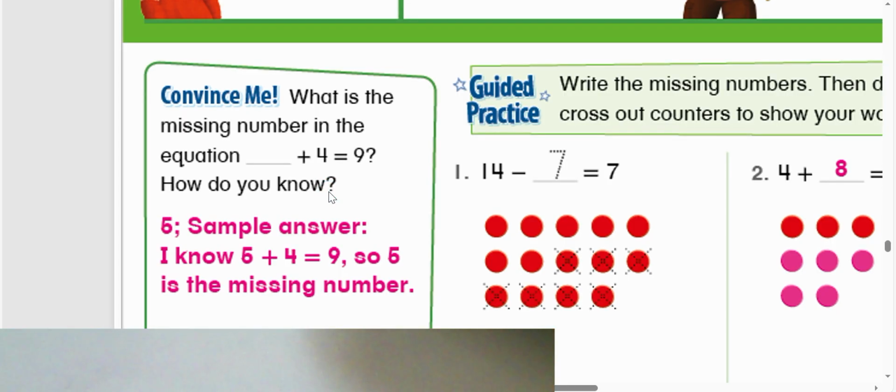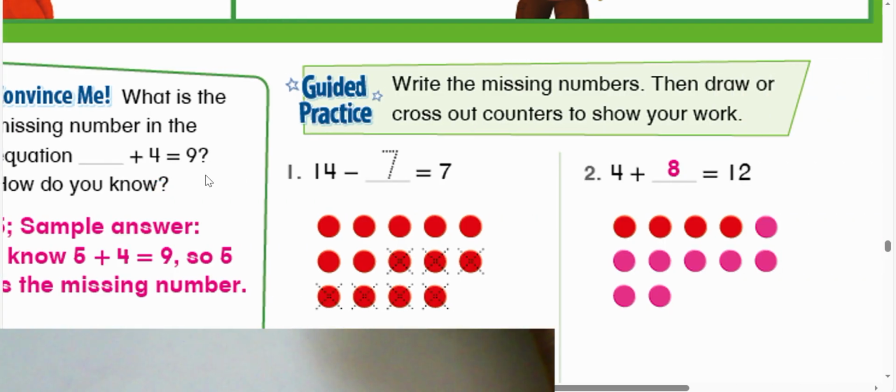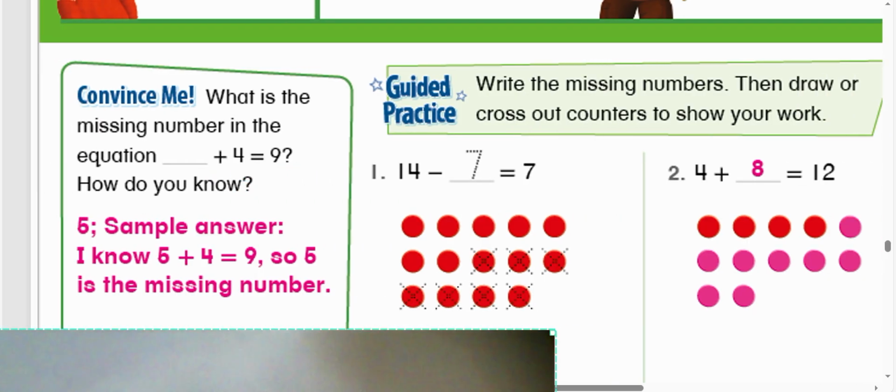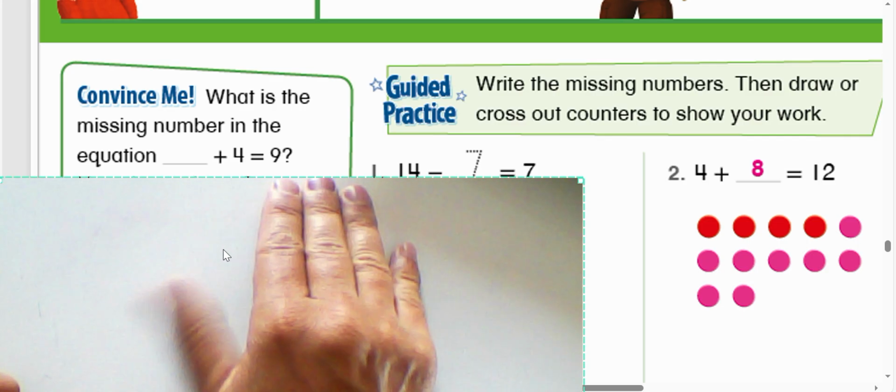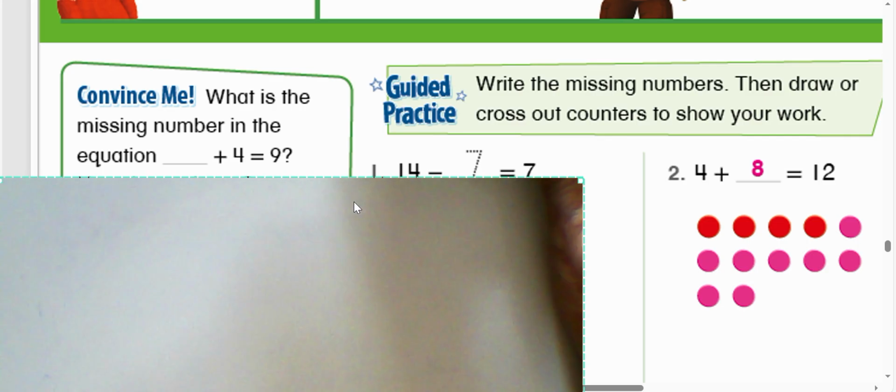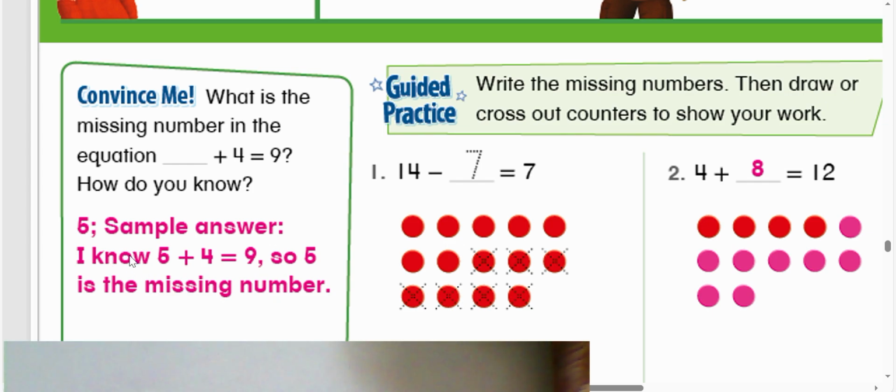Missing number here. 4 plus what equals 9? Count from 4 to 9: after 4, 5, 6, 7, 8, 9. Okay, 4 plus 5 equals 9. Then a simple answer here: I know 5 plus 4 equals 9. So 5 is the missing number here.